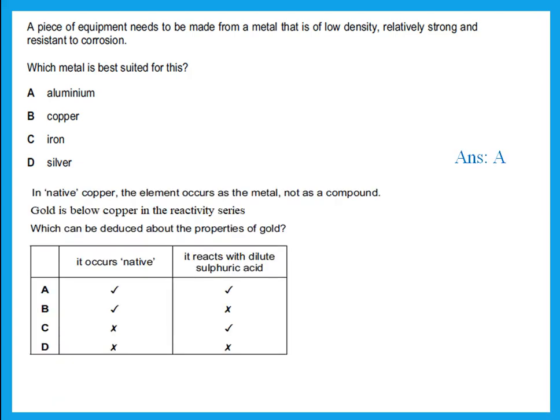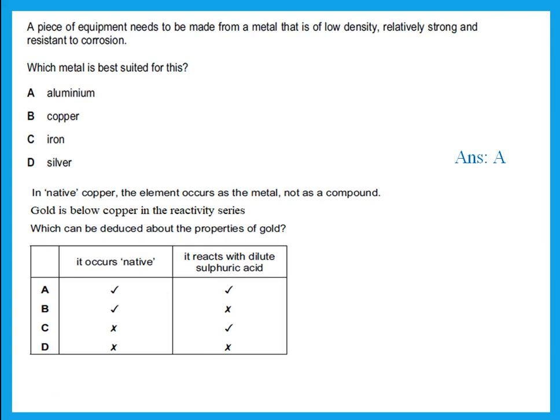Okay, a piece of equipment needs to be made from a metal that is low density, strong, resistant to corrosion. Which metal does all of this apply to? Aluminium. In native copper, the element occurs as the metal, not as a compound. So we're saying an element that does not react will be found native. Native means I can dig up and find some copper, for example. And this happens if the metal is not reactive. Now he's saying gold is below copper in the reactivity series. So is it more reactive or less reactive? No, gold is even less reactive than copper. So which can be deduced about gold? So if it is even less reactive than copper and I can dig up and find copper, can I dig up and find gold? Yes, it occurs native.